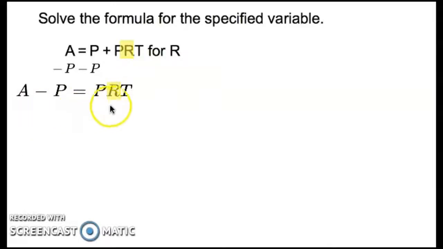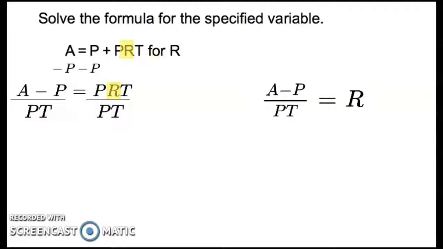Again, we're trying to get the r by itself. Now we notice that p, r, and t are all being multiplied to each other. To undo multiplying, we divide. So to get r by itself, we divide p and t on both sides. So our answer is going to be (a minus p) over pt equals r.